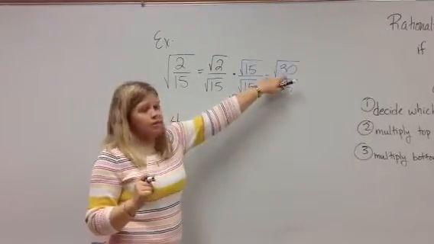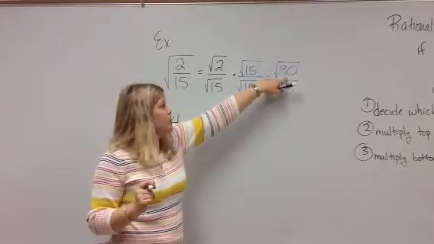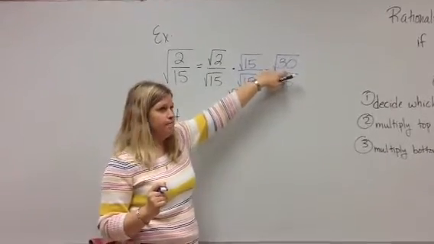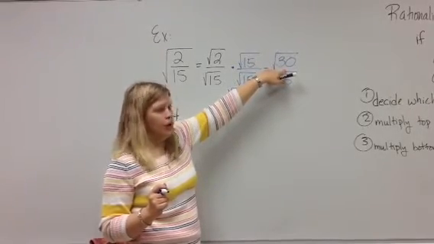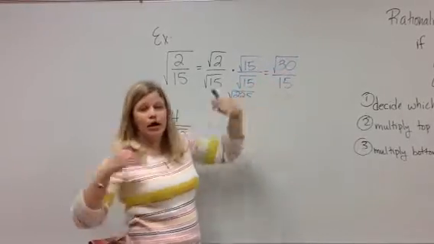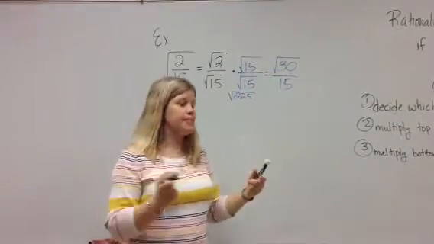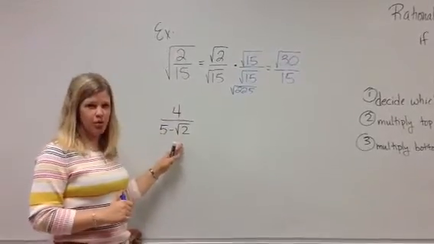Okay? Now, is there a perfect square that goes into 30? Think about our magic list. We'd have to start at 25. Nope. 16? Nope. 9? Nope. 4? Nope. So you're done. Problem solved. Okay? Now, let's look at one that is going to take you a little bit more work.